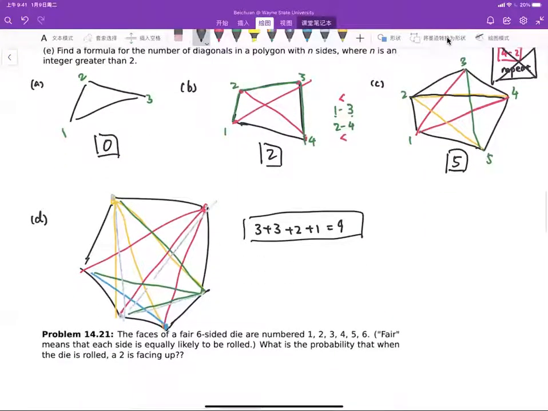Then in the next case, it's the same thing. So 1, 2, 3, 4, 5, 6, so there are 6 vertexes. If we follow this rule, we can have the list easily, right? From the vertex 1, we have 1, 3, 1, 4, 1, 5, and that's it, because 1, 6 is next to 1. Then we have 2, 4, 2, 5, 2, 6. Then 3, 5, 3, 6. Then 4, 6. Then if you add them together, there are 3, 3, 2, and 1. So their sum is 9.